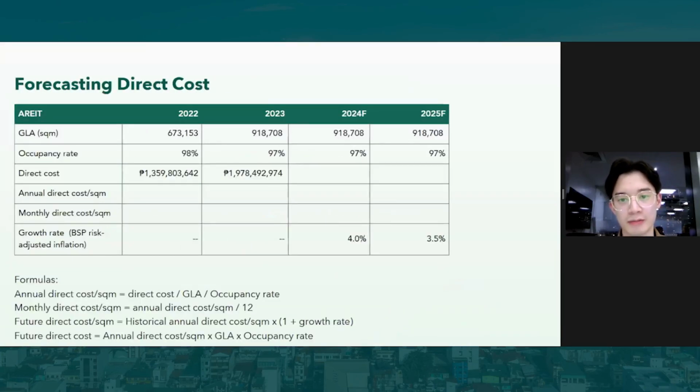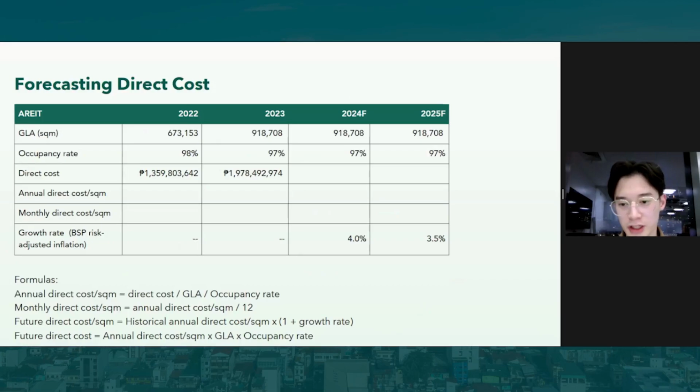Okay, so here, like forecasting rental income, we would need GLA, occupancy rate, and now we would need direct cost. Following the same assumptions, we would keep the GLA and occupancy rate the same for 2024 and 2025. Now with that, all we have to do is fill in the blanks. For the growth rate, I'm using the BSP risk-adjusted inflation. For 2024, the risk-adjusted inflation is 4%, and for 2025, it's 3.5%. It's a reasonable assumption for the increase in costs and prices.